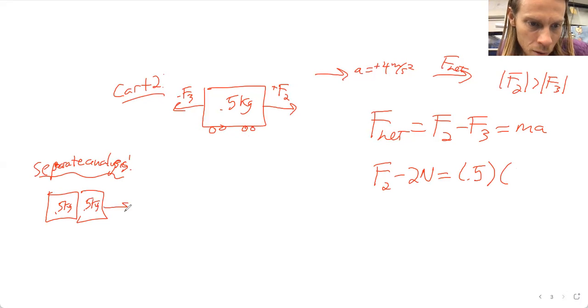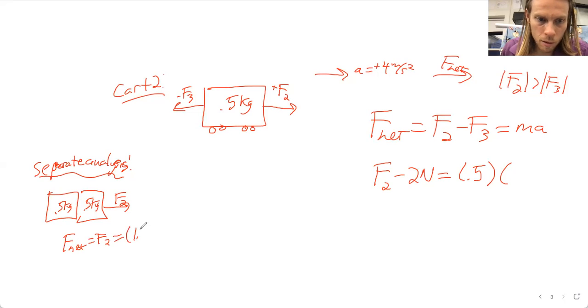Separate analysis, I have 0.5 kilograms attached to 0.5 kilograms. It's essentially 1 kilogram, and F2 is just pulling it. Say there was no rope between the last two carts. Then F2 would be the net force. There would be no F3 fighting back, and it would just be more mass. So F2 would be 4 newtons.